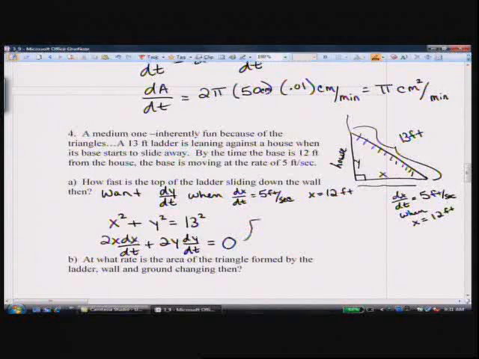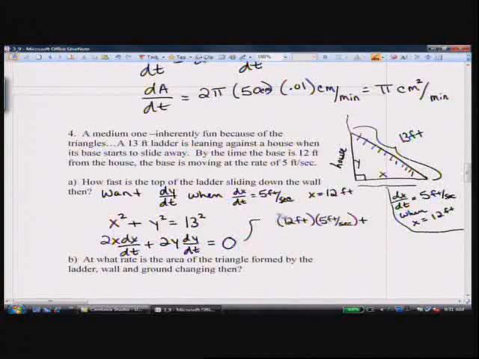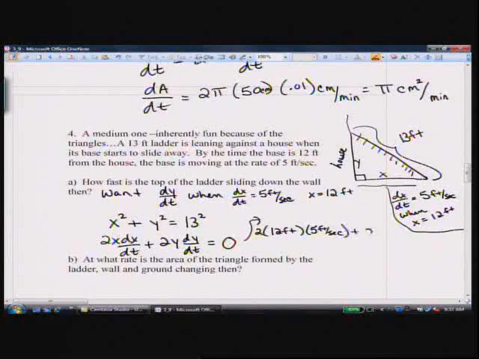Now we can plug in, and we'll get 2 times the 12 feet times dx/dt, which is 5 feet per second, plus 2 times y, and I don't know what y is, and I'm looking for dy/dt. So here's the million dollar question: at the instant that x is 12, what is y?